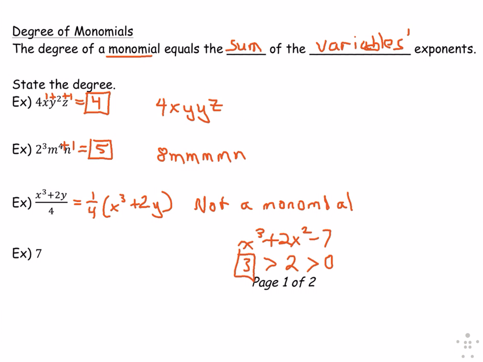So for 7, that is like 7x to the 0 power, some variable to the 0 power, because that's why it's not there. So then this has a degree of 0. Do not say that it has no degree. It does have a degree, and it is equal to 0.